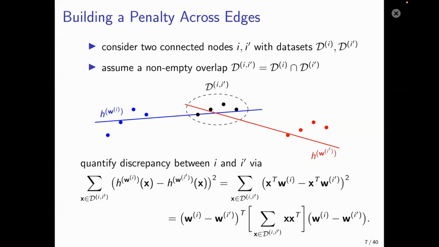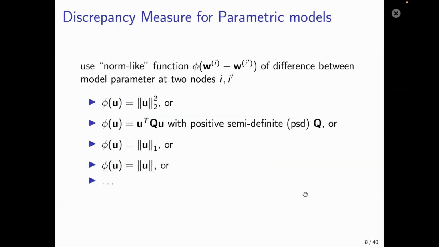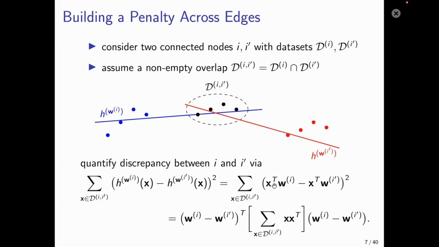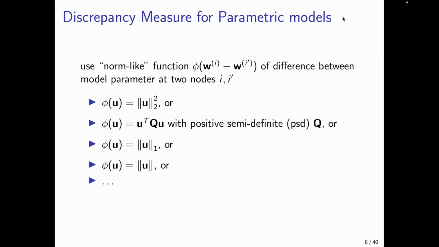So if we write down this discrepancy measure, and now if we assume these are linear models, so in particular parametric models, then you end up with this cute expression here. You can write this discrepancy measure as a quadratic form in terms of the differences between model parameters. And this leads us to some widely used discrepancy measures. So we can compare parametric models in a federated learning network by looking at the difference between their model parameters.